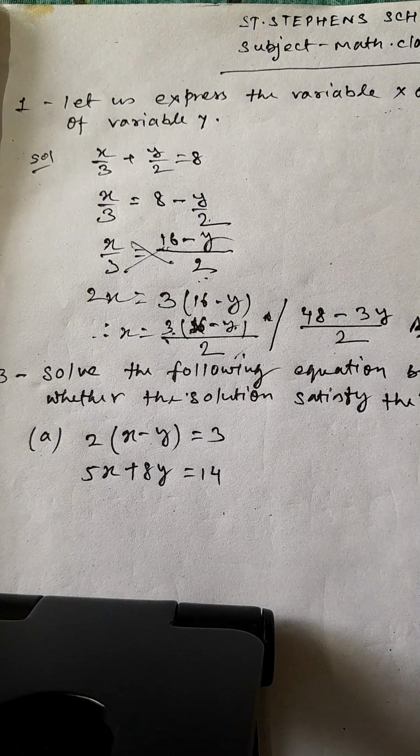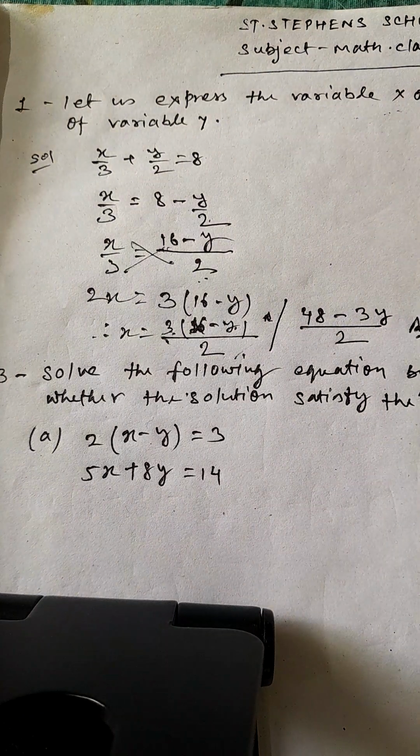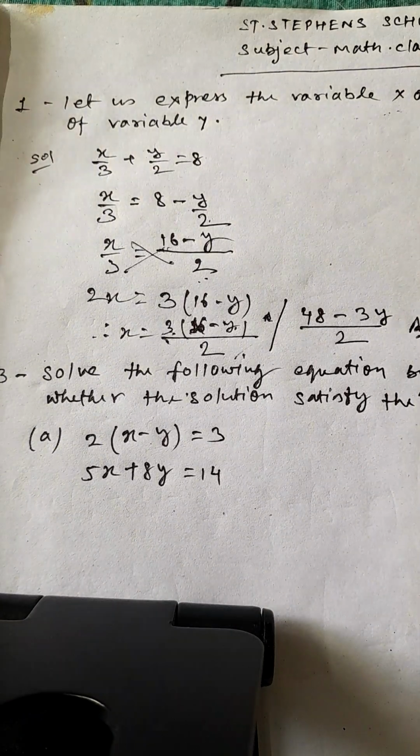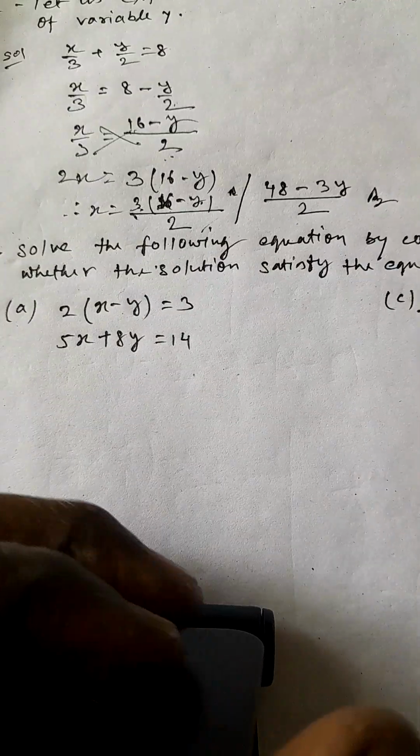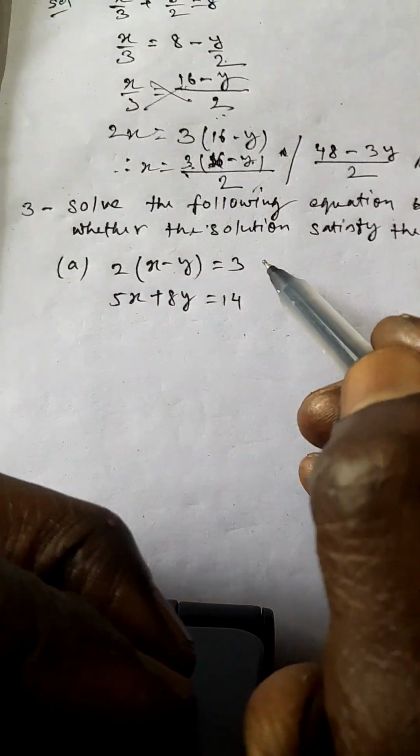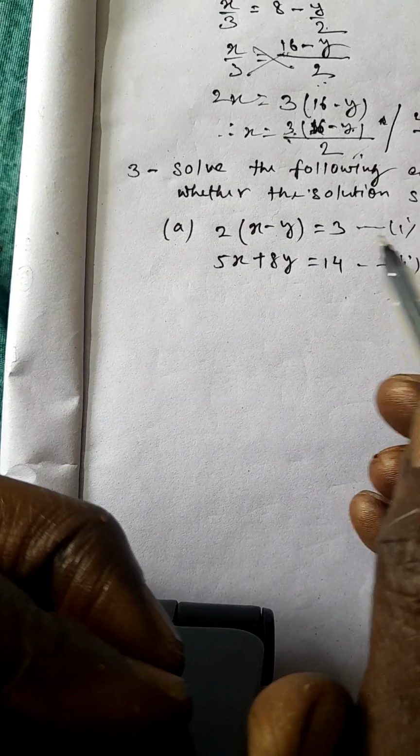Now take the second part, question number 3. Question 3.1 is: solve the following equations by the comparison method, and check whether the solution satisfies the equations. So again we have to use the comparison method. This is equation number 1 and this is equation number 2. First we have to solve this equation.